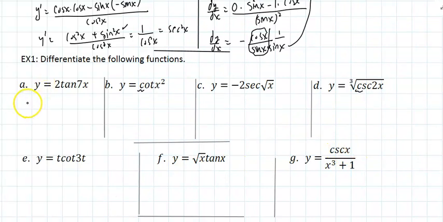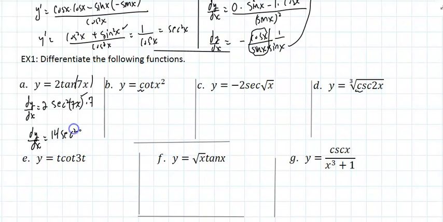So, dy/dx: derivative of tangent is secant squared. I memorized that, times the derivative of the angle, which is a 7. Again, that's a fine answer on a test, especially if it says do not simplify. For the homework, I would like you to simplify as much as possible.